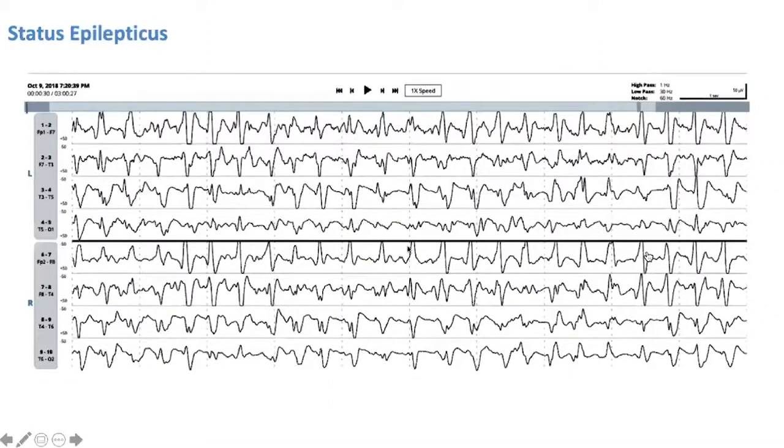Another example. This is bilateral. These are really clearly formed spike and slow waves. This isn't the same type of pattern of a seizure as we saw on the prior slide, because the sharp waves are farther apart. There's a slow wave still there, but they're continuous and they're occurring very close together in time. And this is more of what's called a generalized seizure.